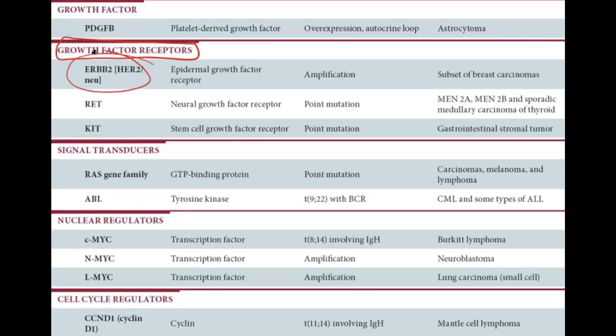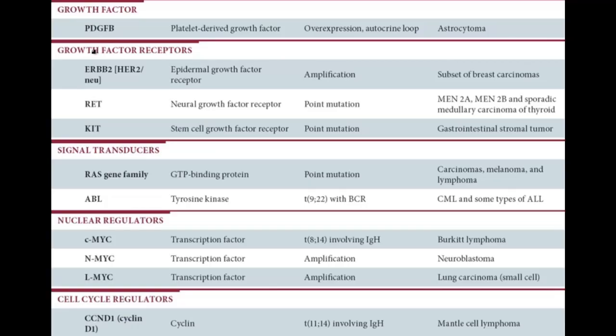So we could ask them, which of the following tests would be important to perform in order to determine whether or not she should be treated with the drug? A, estrogen receptor, B, progesterone receptor, C, HER2/neu, et cetera. And obviously the answer would be HER2/neu. So it's important to be familiar with, and I would basically say that in a subset of breast cancer, there is amplification of the HER2/neu growth factor receptor. And so that's an important growth factor receptor to be familiar with.